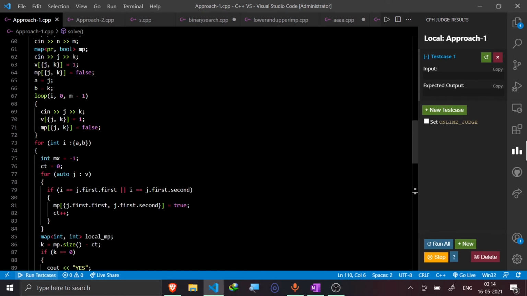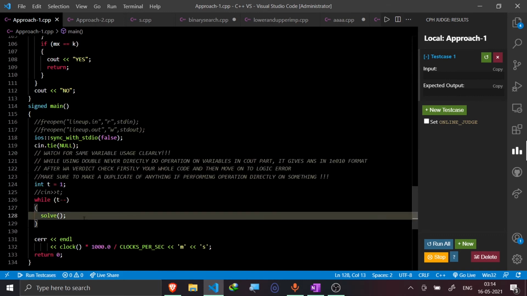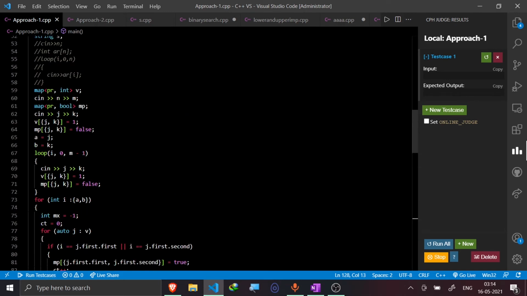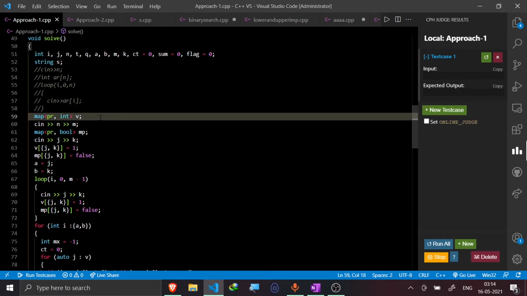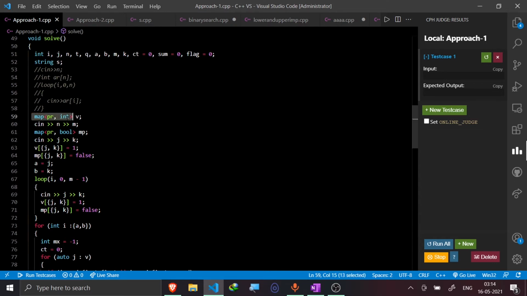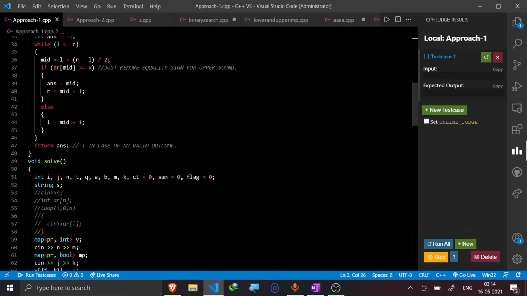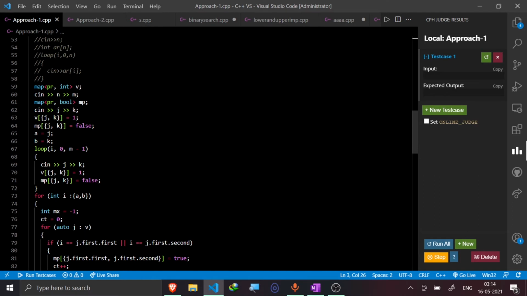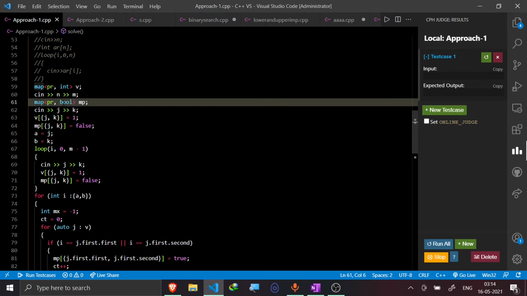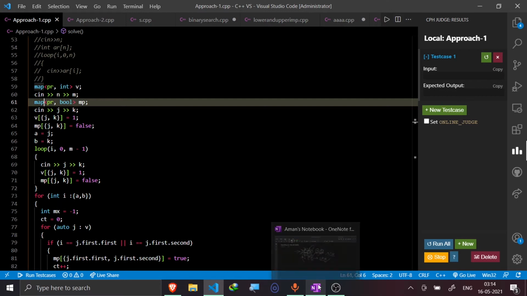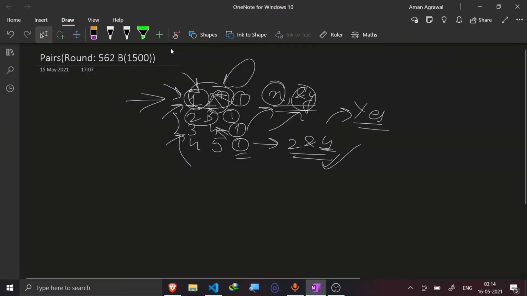Okay, so basically here is my main function. This is a solve function which I am calling, and here I am taking two maps, a map of PR and int. This PR is actually a pair which I have defined here. So here I am taking the first pair outside the loop, because I have to take those two numbers and do the calculations ahead, and this would be storing all the pairs with corresponding boolean values.